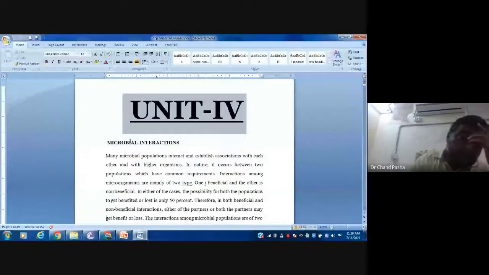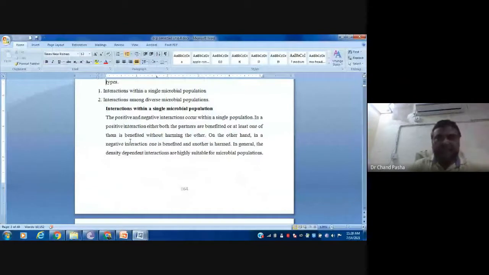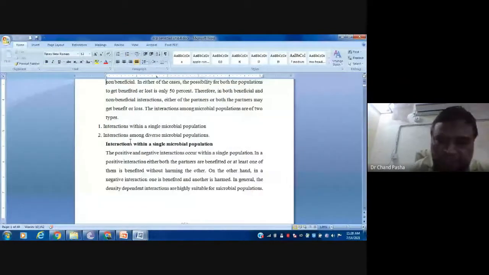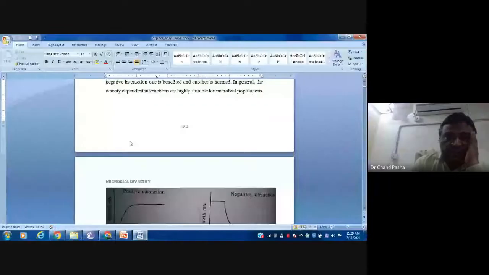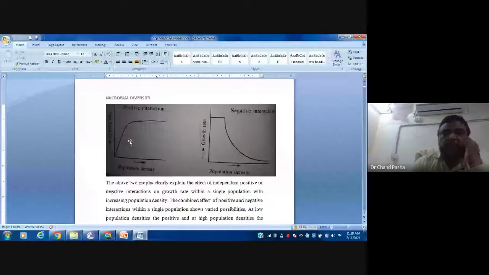So microbial relations: we can study the interaction within a single population as well as in an ecosystem. In a single population, we can take the example of a culture which is being grown in a flask. It is called batch fermentation or closed fermentation, where the pure culture is being grown. There is a positive interaction and a negative interaction. Positive interaction is possible in the early stage of growth, and negative interaction is possible in the late stage of growth.